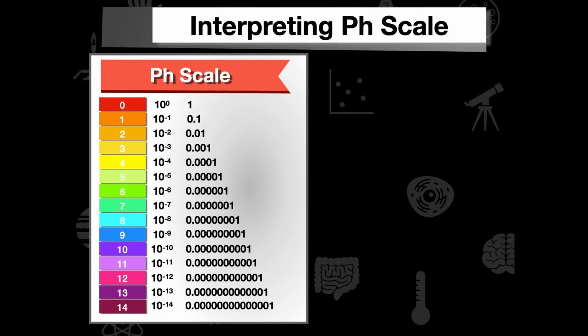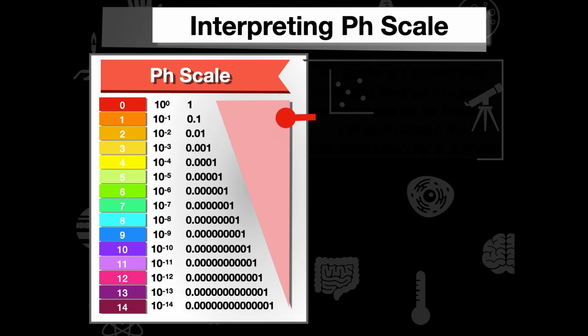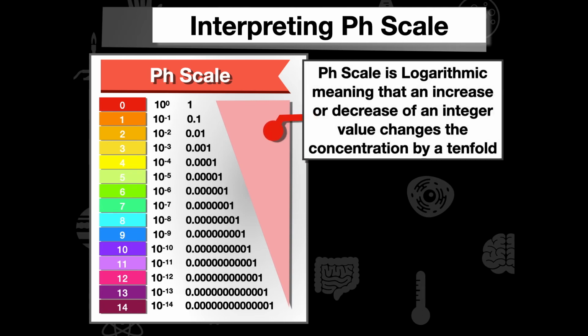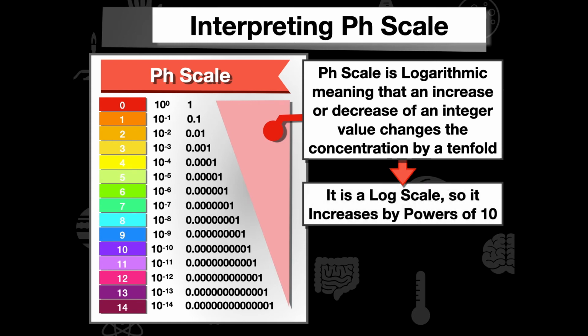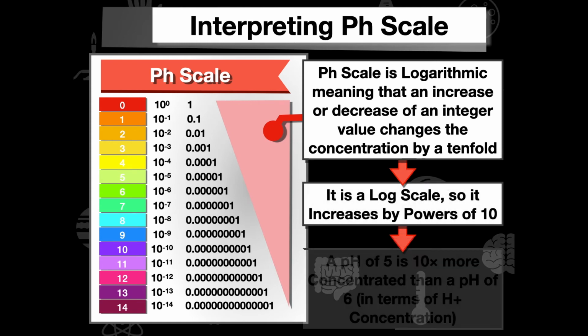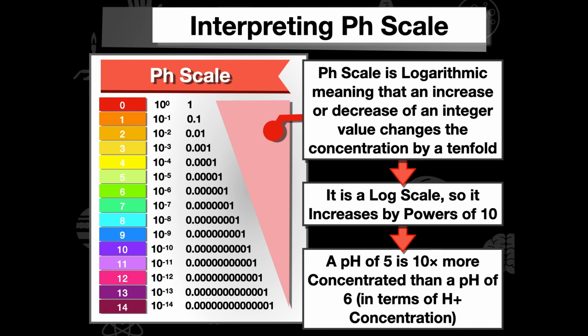Now, if we're interpreting the pH scale, what's important for us to understand is it is a logarithmic scale. So what does it mean if it's a logarithmic scale? The pH scale is logarithmic, meaning that it increases or decreases on an integer value based on the concentration tenfold. So it's going to increase or decrease by powers of 10, and a pH of 5 is 10 times more concentrated than a pH of 6. That's in terms of the H+ concentration. So as you go up the scale, we're going based on powers of 10.